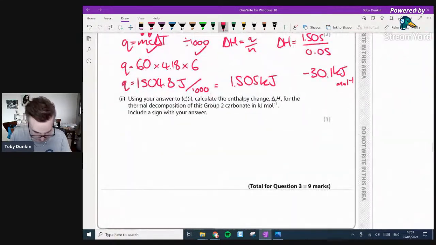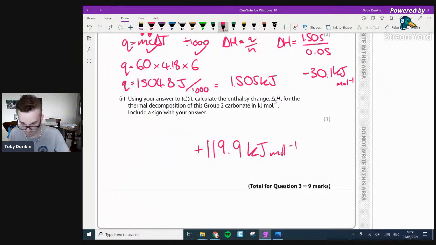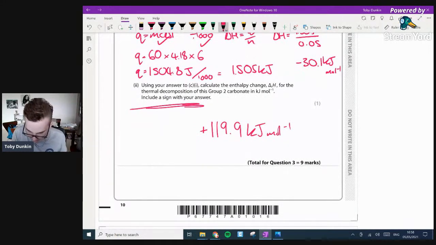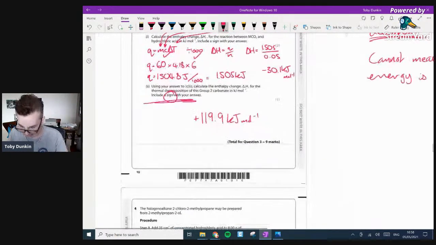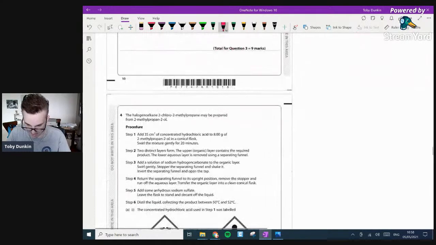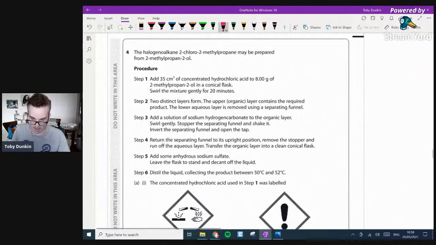So for one mark, the answer is plus, and you must remember that plus. Your calculator won't show it, but you must add it, because that plus simply means endothermic. You won't get that mark without it. Yeah, kilojoules per mole. I'm done. Please include a sign. Yeah, warning you. Cool, seems very reasonable. Okay, next one.